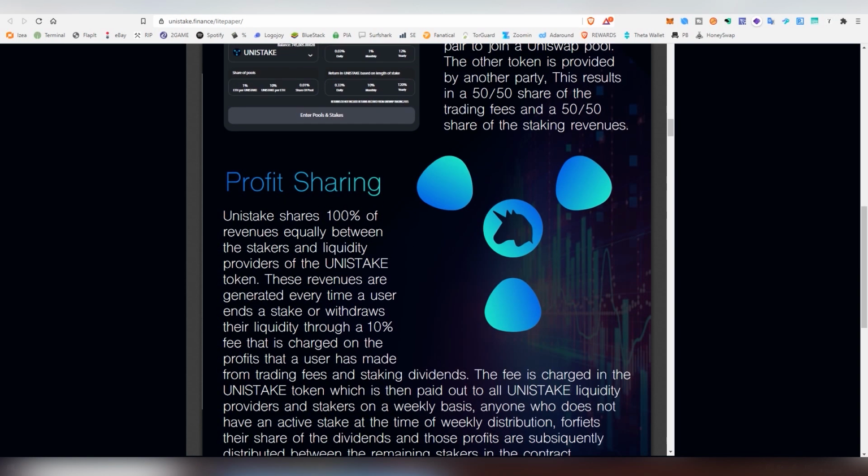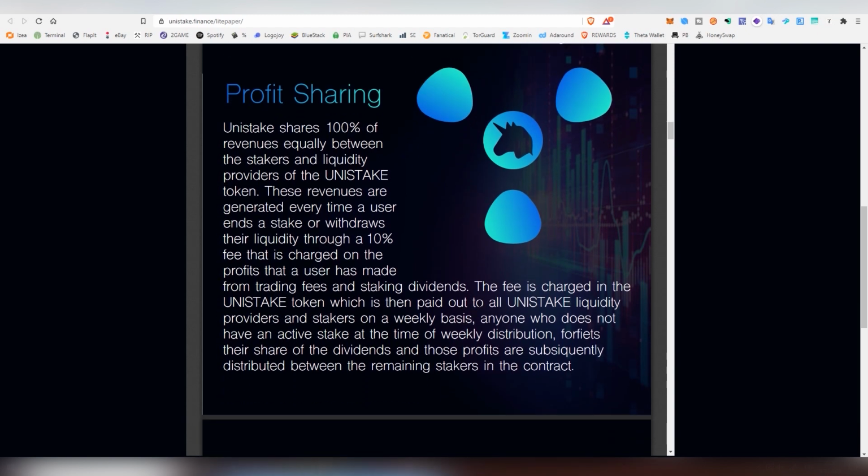And the profit sharing works like this. Here it says the revenues are generated every time a user ends a stake or withdraws their liquidity, through a 10% fee that is charged on the profits that user made from trading fees and staking dividends. So when people are dumping or exiting, we will be getting money, we will be getting divs. And that's a really good system which enforces hodling a lot. So you're going to be putting it there for a year even if you're that bullish, and you will be accruing all of the dividends when people are withdrawing their funds and ending their stakes. So it inherently enforces people staying in and keeping that liquidity inside the pools. That is also good for the traders who are using those pools and is also great for the dividend holders.